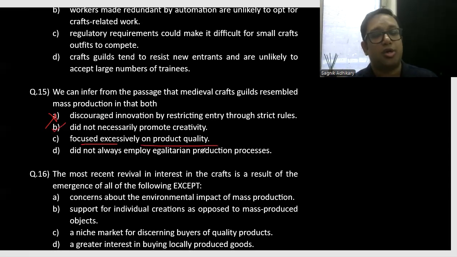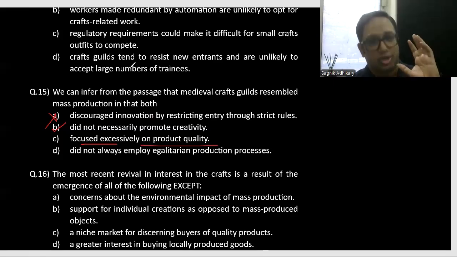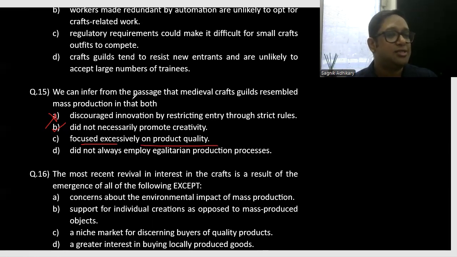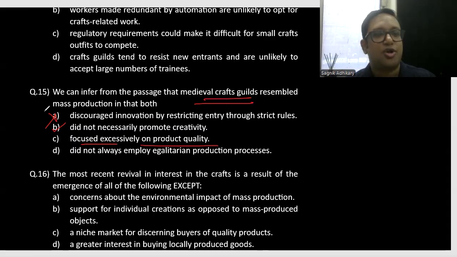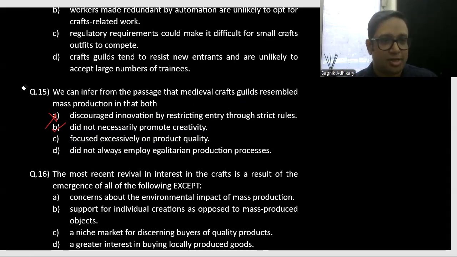Focused excessively on product quality. Product quality in the case of mass production is mentioned in general because we're talking about the Singer sewing machine. Product quality is mentioned in terms of the reason why there's a revival in crafts, because there are certain people who would wish to pay a premium for products which they deem to be of higher quality, but that is not the core difference between the two. In the case of crafts guilds, we were not necessarily talking about product quality. So this is not a key similarity between the two.